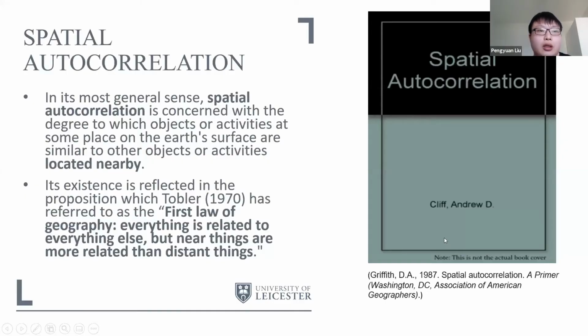Start with the introduction of the spatial autocorrelation. Spatial autocorrelation, in its most general sense, is concerned with the degree to which objects or activities at some place on Earth's surface are similar to other objects or activities located nearby, and its existence is reflected in the proposition which Tobler in 1970 has referred to as the first law of geography, that is pretty well known, that is, everything is related to everything else, but near things are more related than distant things.